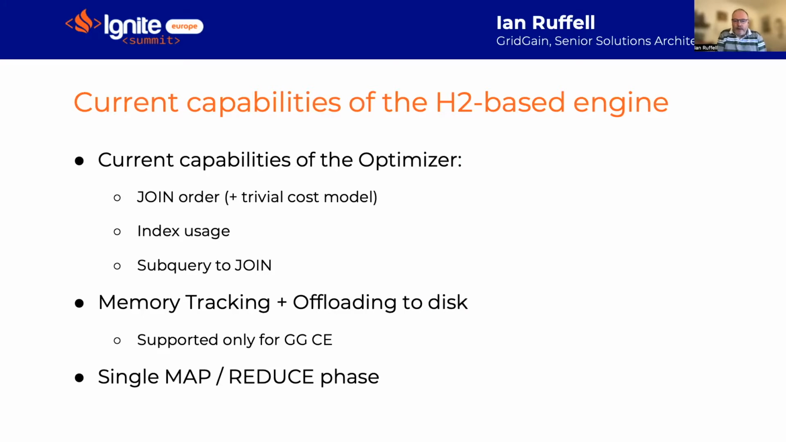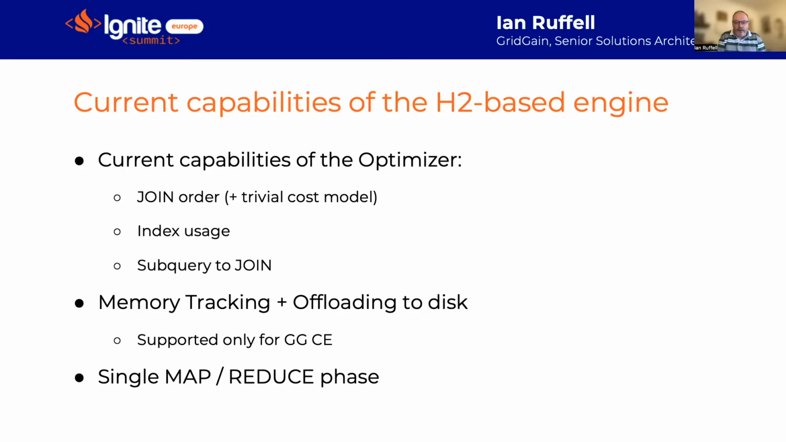So let's have a closer look at the current SQL engine capabilities. Index pickup could be optimized, and sometimes the engine is able to take care of a join order. There's a static optimization reorganizing a subquery to a join when it's possible to do that. Memory tracking and offloading: this feature doesn't exist in Apache Ignite, and I don't think it's going to be introduced, but this is one of the things that required the H2 engine to be forked for the GridGain editions.